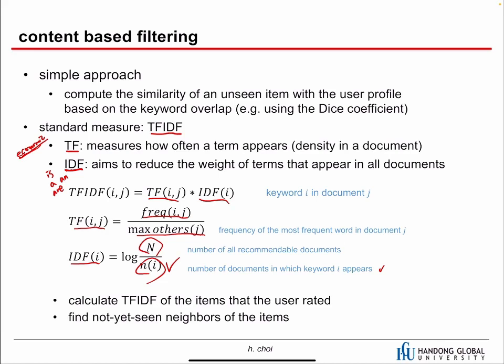And then we calculate the TF-IDF of the item and find not yet seen neighbors of the item. Then we recommend these not yet seen neighbors of the item. So this is one example of content-based filtering. When the item is an article, then we can extract the feature vector of this item and then we can compare. And TF-IDF is one way to get the feature vector of this article.